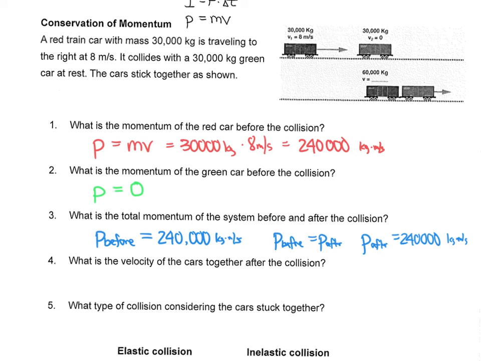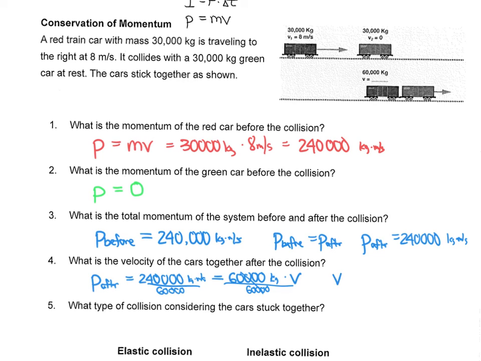All right, so now we're saying what's the velocity of the cars together after? So again, remember the momentum after is 240,000. And that's going to be equal to the total mass. We really have one big car moving now, right? And that one big car has a combined mass of 60,000 kilograms. It says it right there. So how fast is 60,000 kilograms moving when it has that much momentum? I've got to divide both sides by 60,000. That'll cancel out.